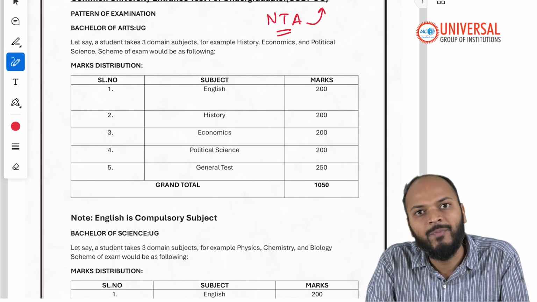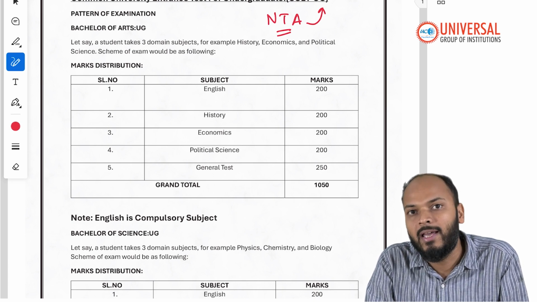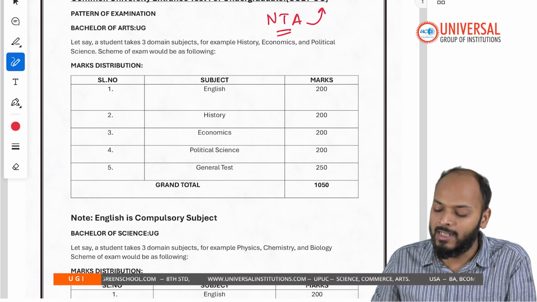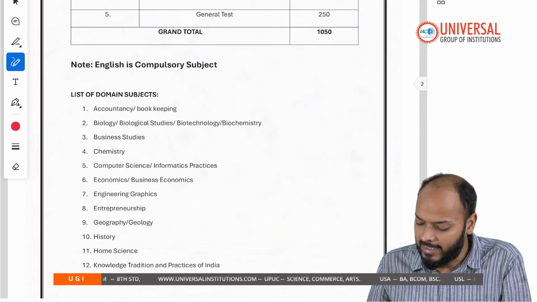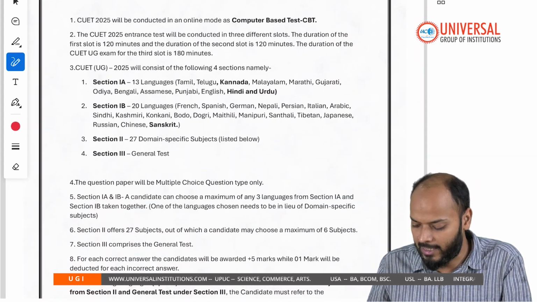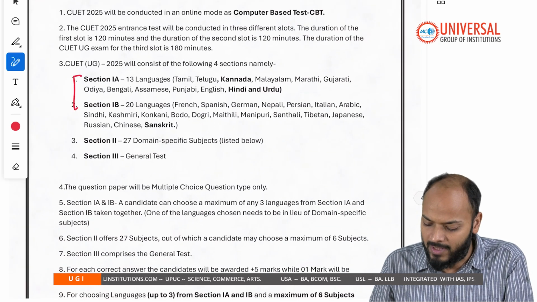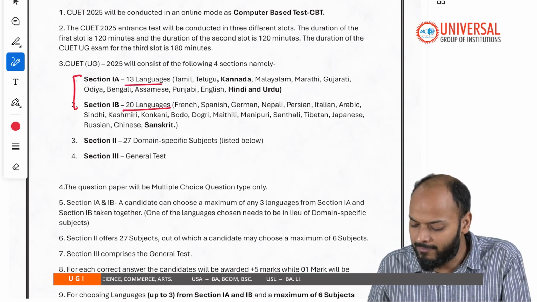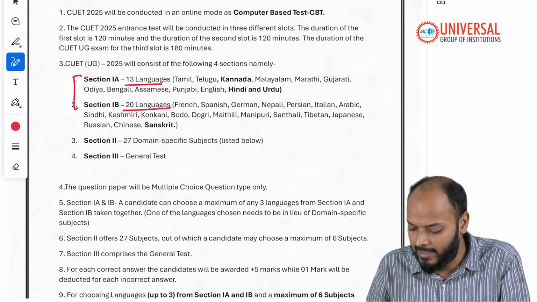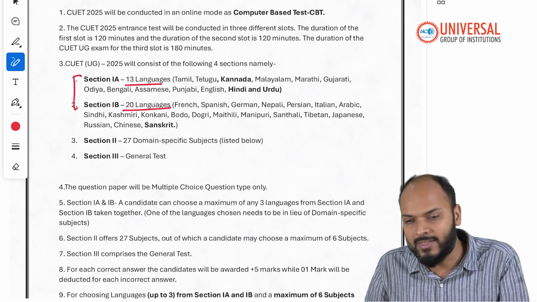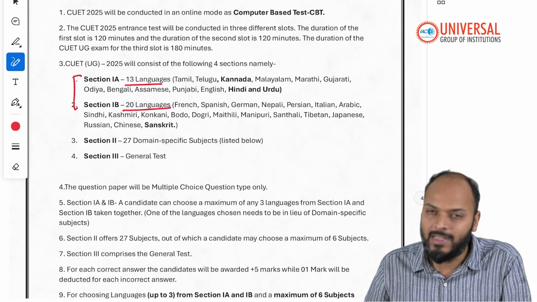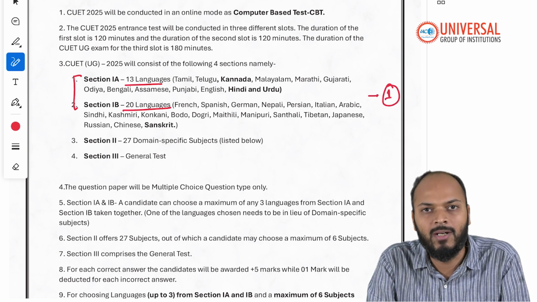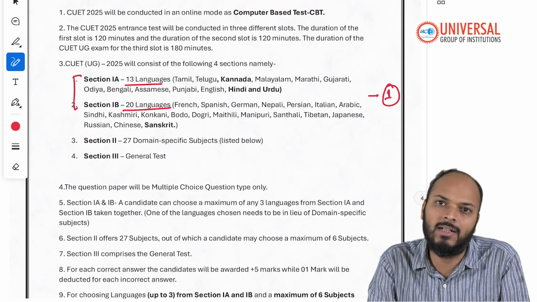So in this particular video, we are going to discuss the exam pattern. What's the pattern of this CUET undergraduate exam? You see, in this CUET exam, there are three kinds of tests. One is a language paper. In the language paper, you have 33 options: 13 in section 1A and 20 languages in section 1B. Out of these 33 options, you have to take any one. You have to write the language paper of any one language out of these 33 options.